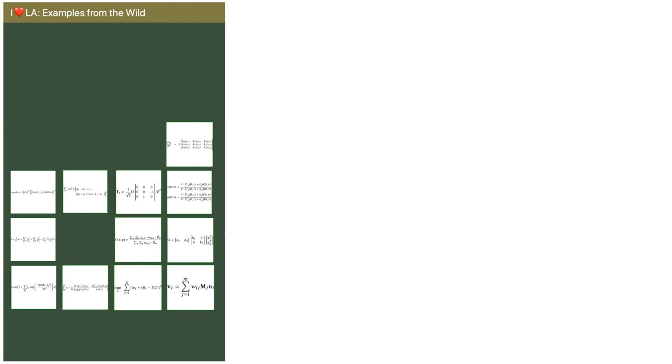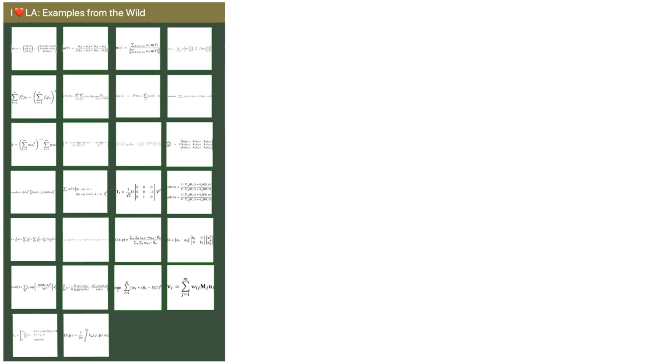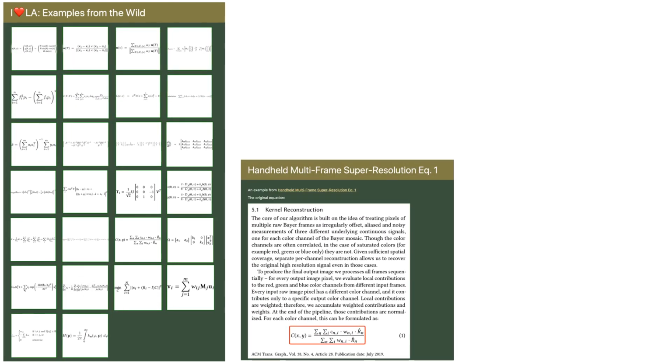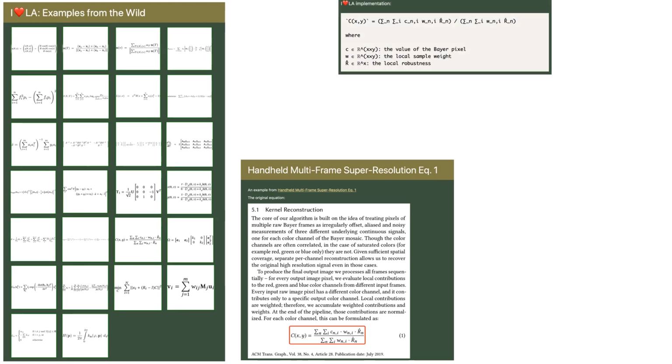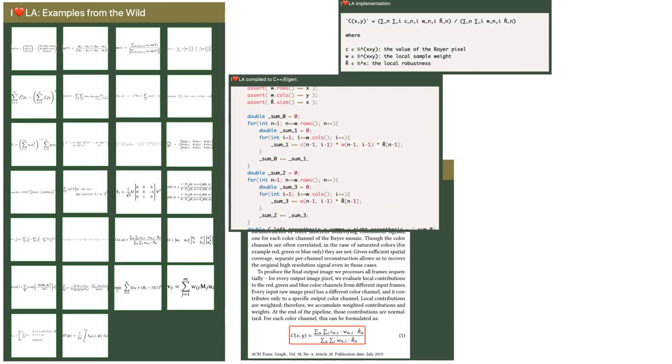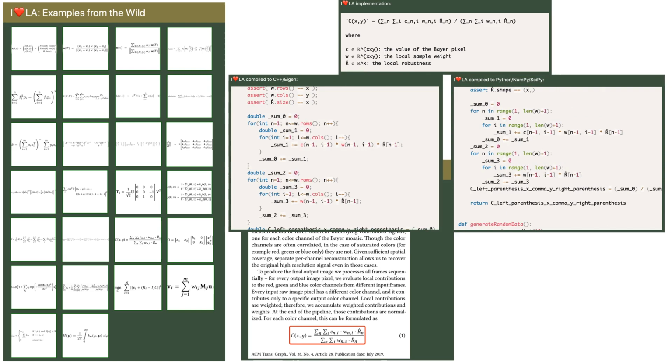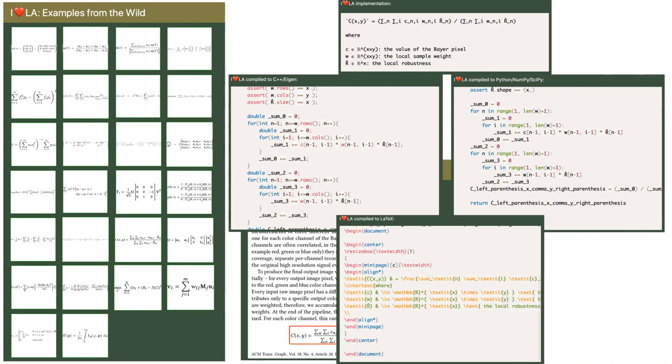We evaluated ICLR on a variety of examples from different papers, books, and online courses. For each example, we show the original formula, ICLR implementation, output code for Eigen, NumPy, LaTeX, and the rendered LaTeX output.